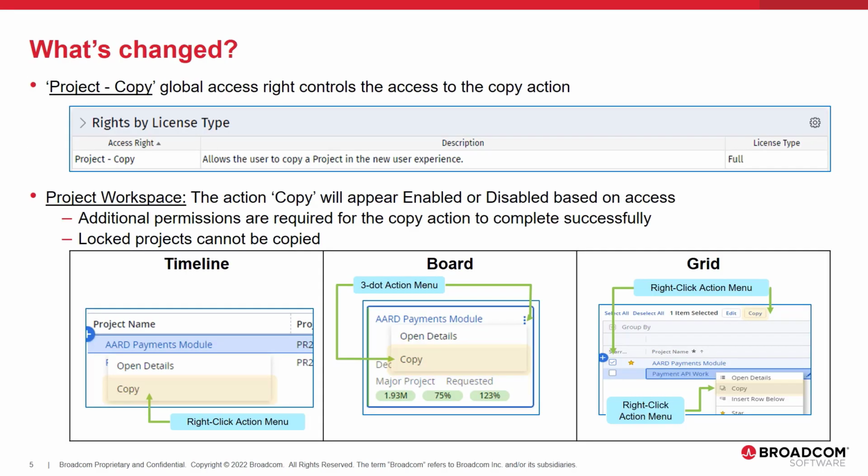The administrator will find a new global full license for Project Copy available to grant to resources directly or through security groups. This right controls the access to the copy action. If a user does not have this new right, the copy action will appear disabled within the project workspace. Additional permissions are required for the copy action to complete successfully. The action can be found on the timeline, board, or grid within the project workspace.